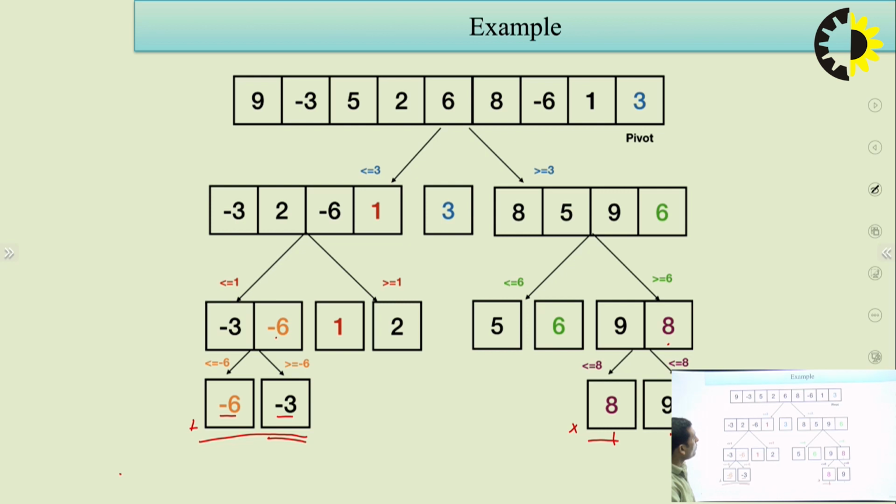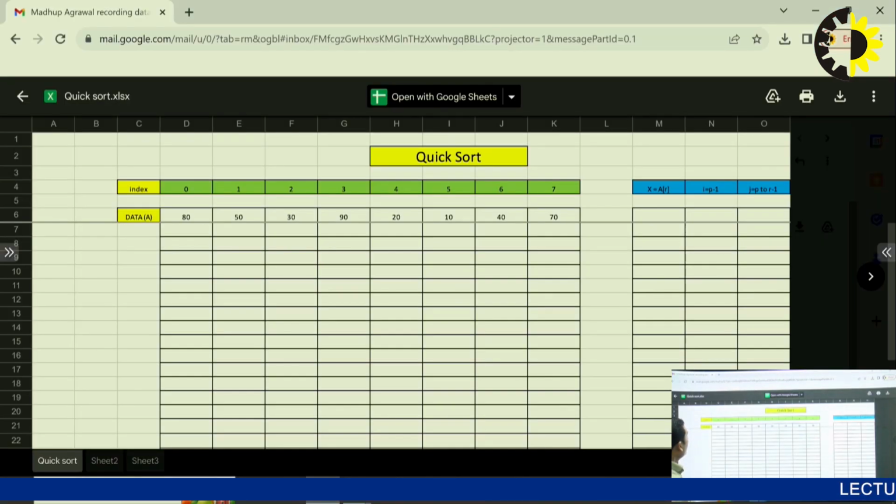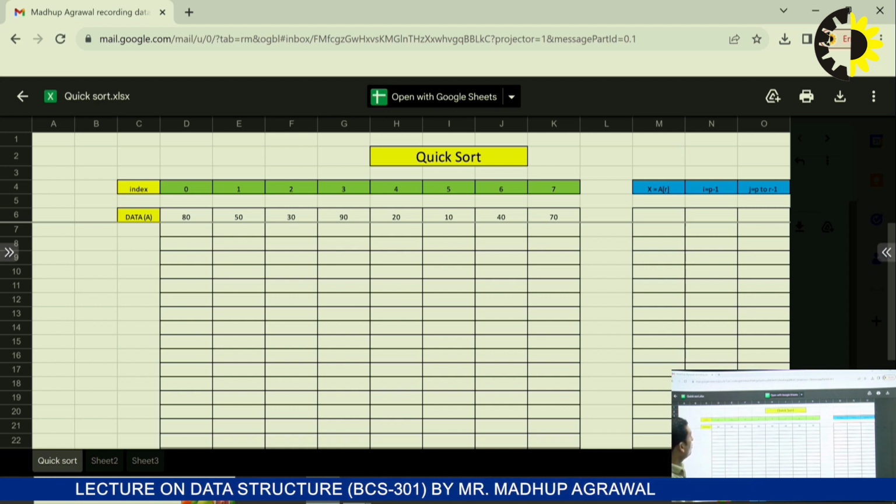Now we can do the same here with another example. Just see how to do it. Then we will see the algorithm, then we will see the program. First we will see how to do the whole process.